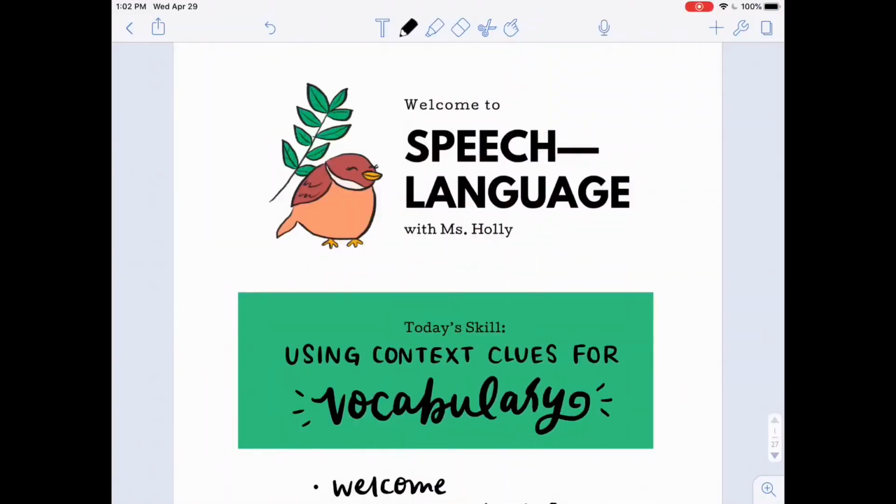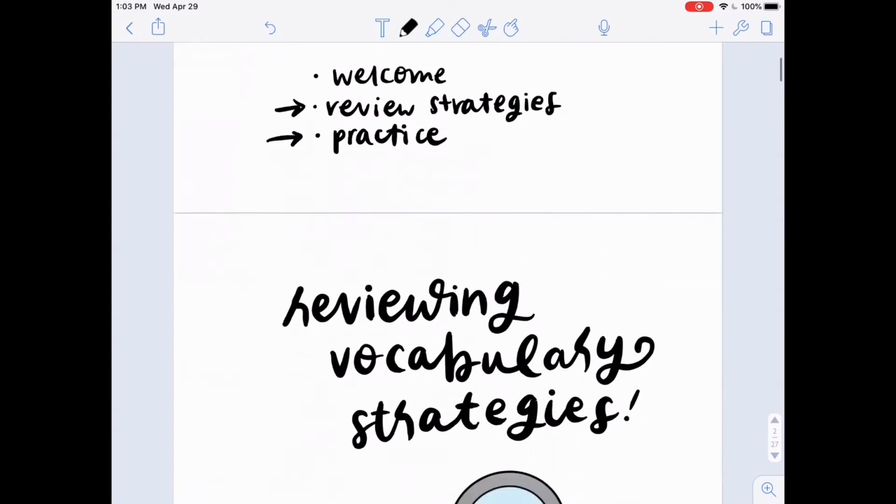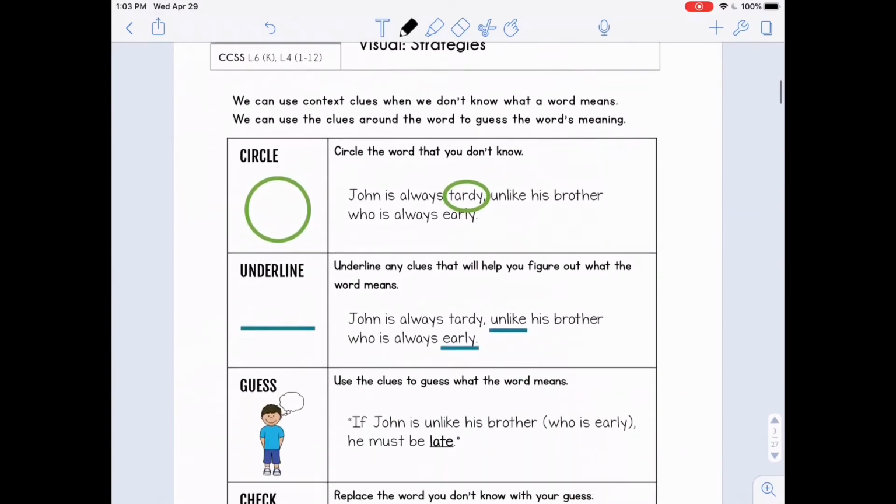Today we're going to be taking a look at using context clues for vocabulary. So I wanted to say welcome, then we're going to review our strategies and practice this skill. We can use these things called context clues to help us figure out the meaning of a word. So let's start by reviewing some vocabulary strategies.